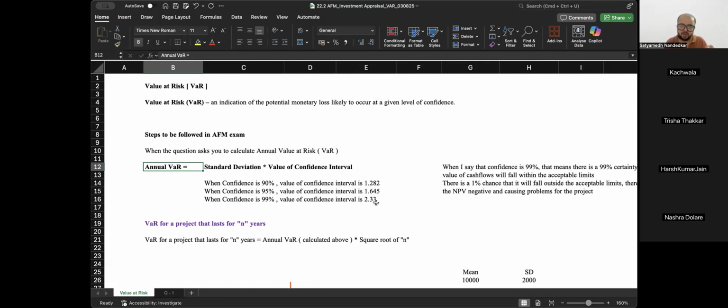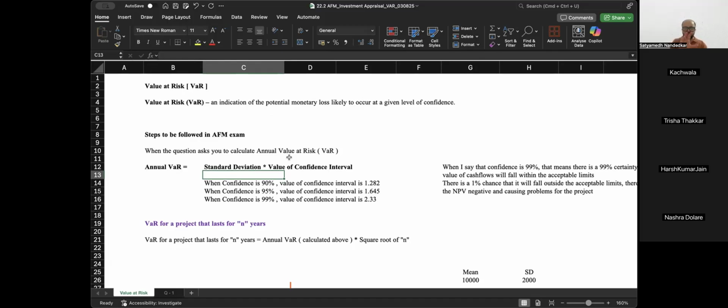So, should we learn the values? Yes. Just learn and go, that if the confidence interval is 90%, the value of confidence interval is 1.282. When confidence interval is 95%, this is the value. Okay. Take the standard deviation, which will be given to you in the question, into the value of confidence interval, and that will give you the annual value at risk. And what is value at risk? It is an indication of the potential monetary loss likely to occur at a given level of confidence.